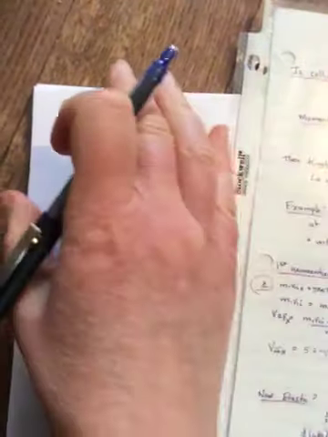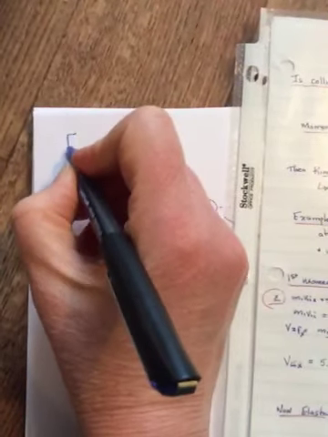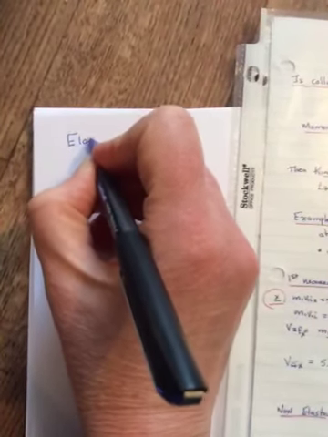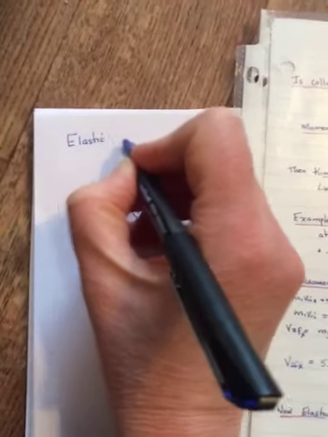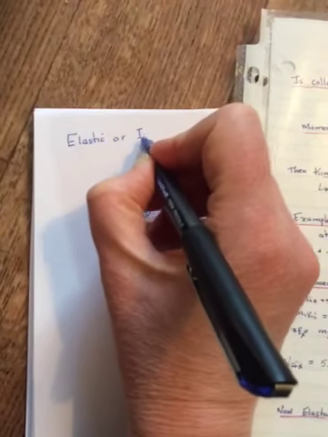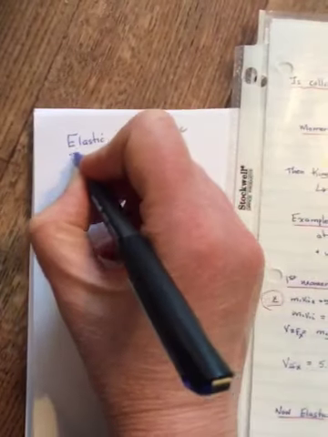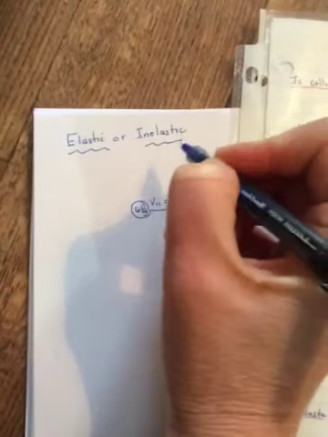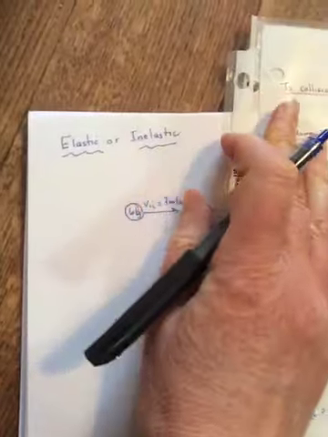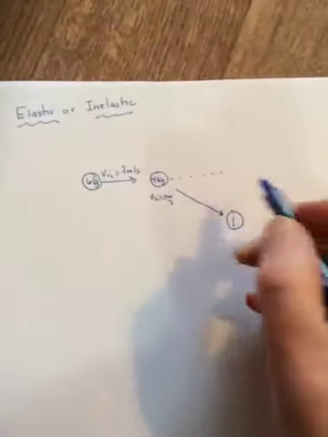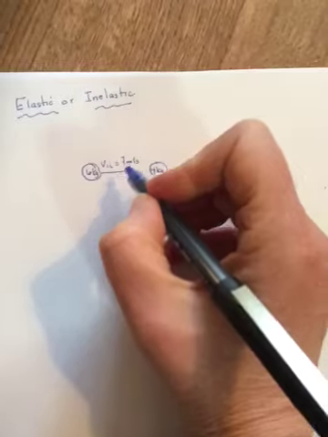Okay, so the one other thing we have to look at is a review from grade 11 physics, and it's the question: is the collision elastic or inelastic? Now, if you remember from grade 11, elastic and inelastic involves two things. Let me draw out an example first, and then I'll talk about what it involves.